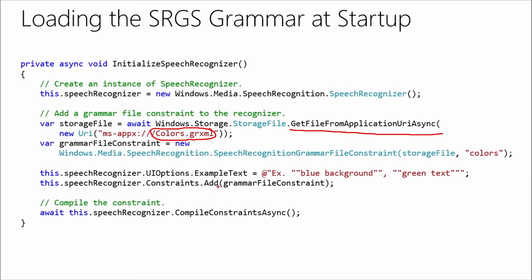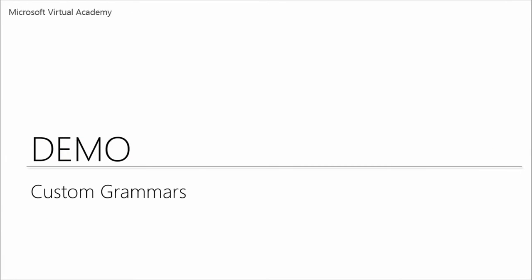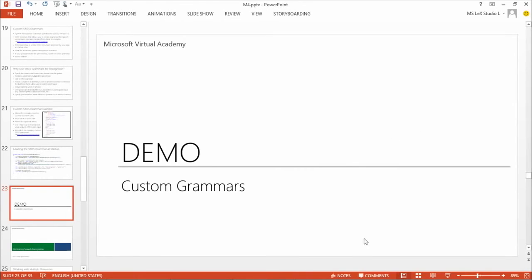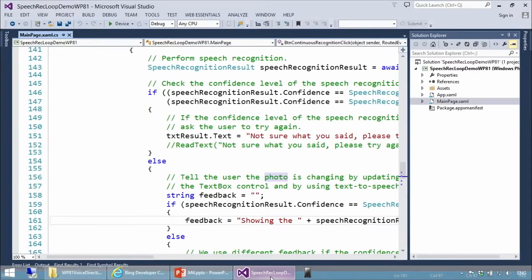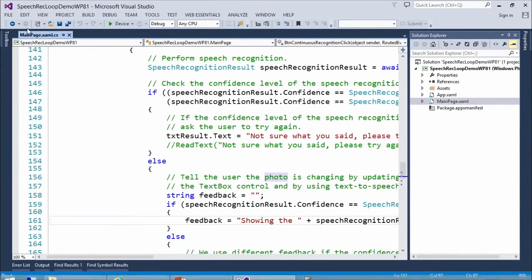We provide a UI option because we're going to use the recognition with UI. We compile. We then add our grammar file constraint to our recognizer constraints list. And then we finally compile the constraints. Then at this point, the recognition is the same as what we did before. So escape. Oh, yay. All right, let's look at custom grammars.